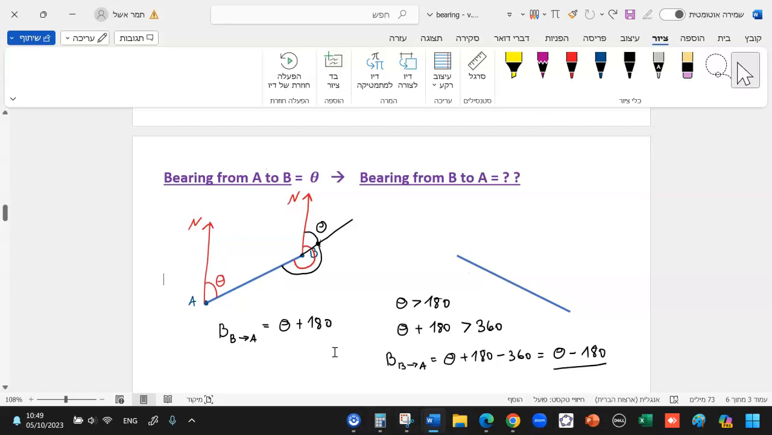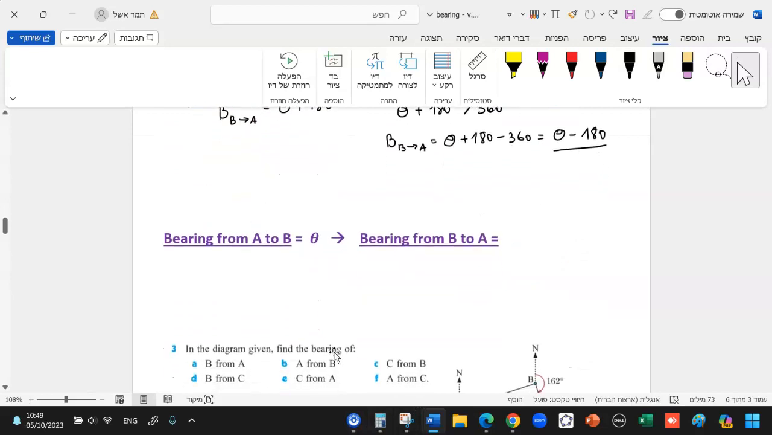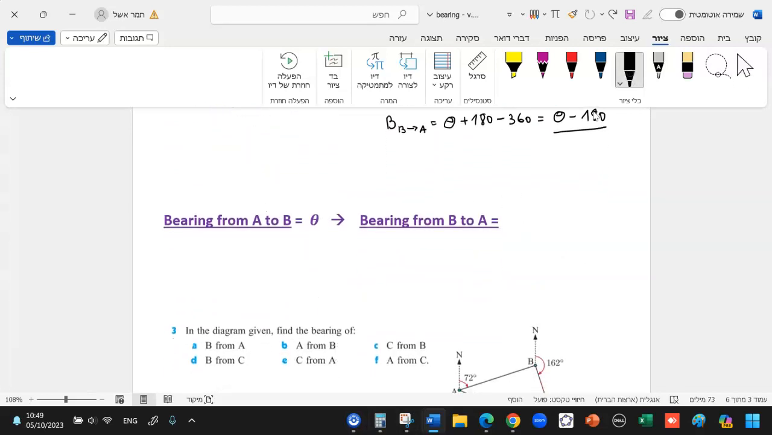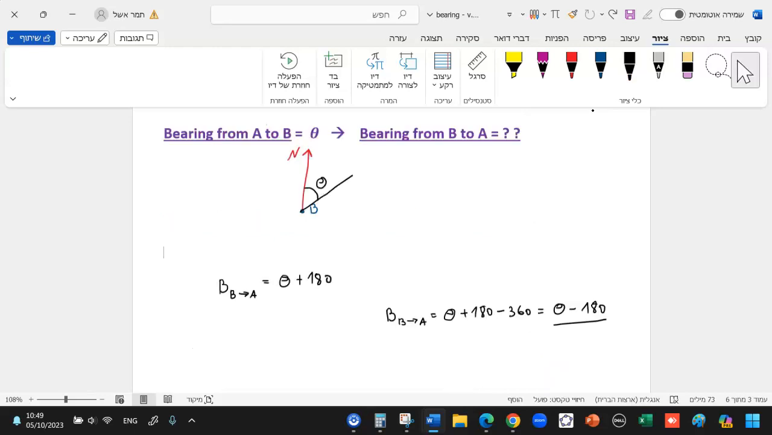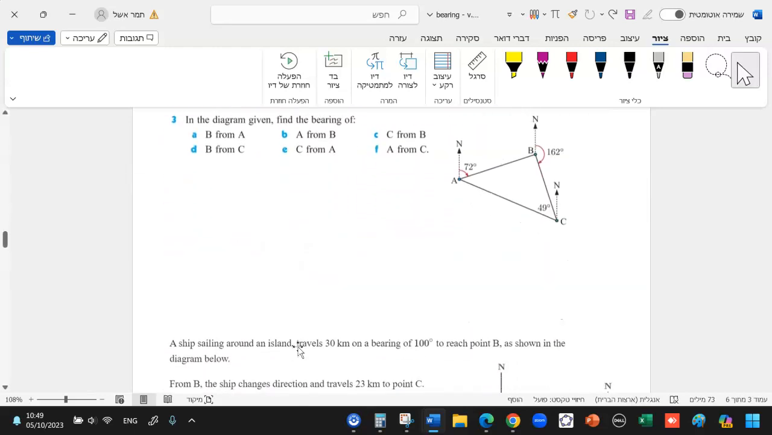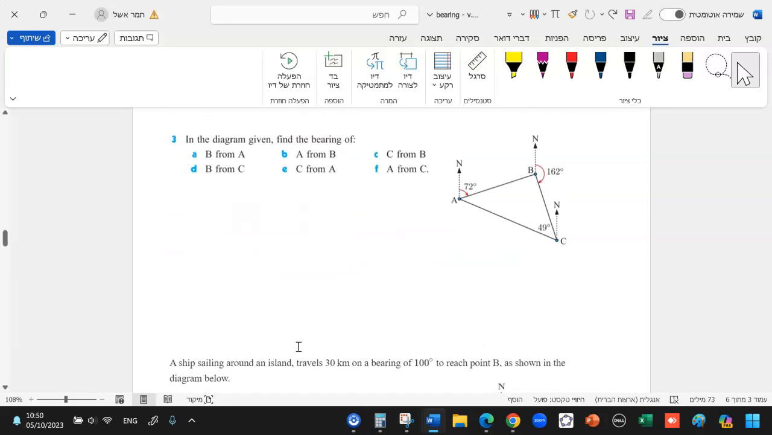In question 3, we will use this rule. Let's write here 1, theta plus 180. Here we have 3 points, and we have part of the angles. We have to solve for the bearings.